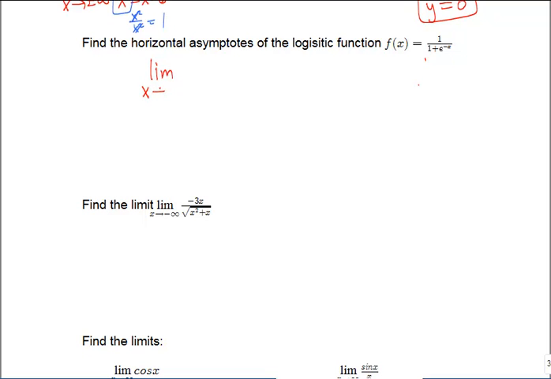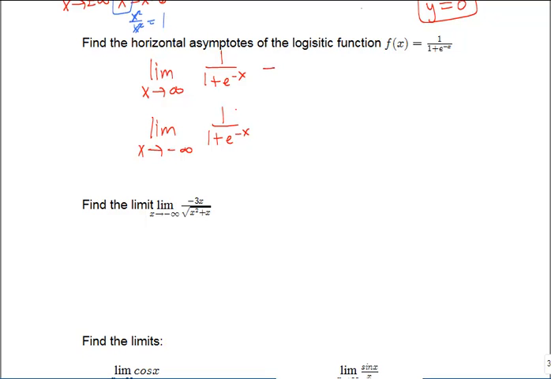And because this is not just a straightforward rational function, I am going to have to look at my 2 separate limits individually, the limit to positive infinity and the limit to minus infinity. When it's not a rational function, these could potentially give me 2 different answers and therefore 2 different asymptotes.